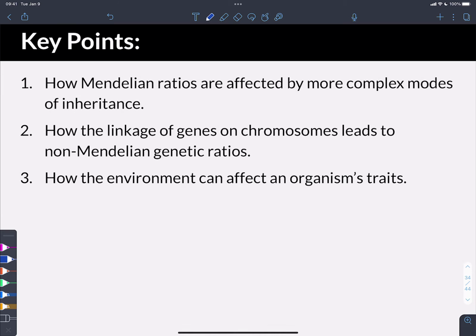In this video, we're going to look at how Mendelian ratios are impacted by more complex modes of inheritance than just simple dominant recessive single allele kinds of situations. How the linkage of genes on chromosomes leads to non-Mendelian genetic ratios, and then how the environment as well can play a major role in affecting an organism's traits.